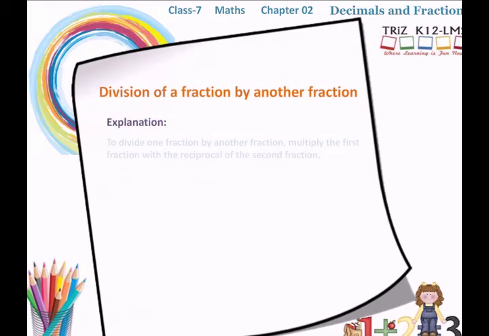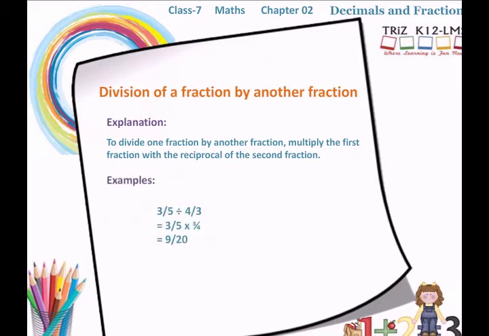Division of a fraction by another fraction. Explanation: to divide one fraction by another fraction, multiply the first fraction with the reciprocal of the second fraction. Examples: 3/5 divided by 4/3 is equal to 3/5 into 3/4 is equal to 9/20. 1/7 divided by 6/7 is equal to 1/7 into 7/6 is equal to 1/6.